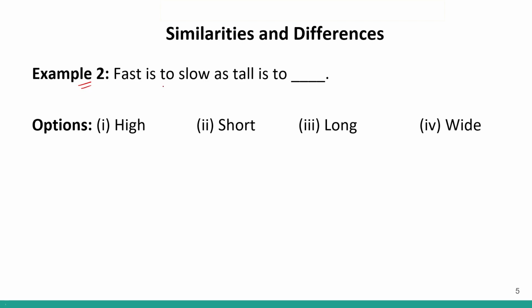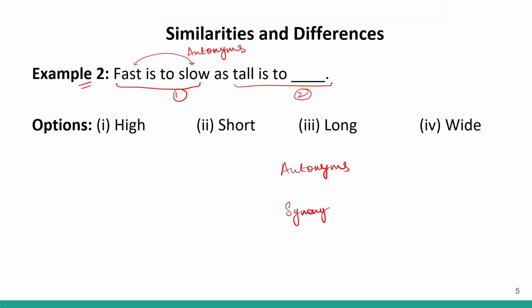Example 2. Fast is to slow as tall is to what? So this is pair number 1 and we have to fill in pair number 2. Okay. So here we know fast is to slow. That means these are what? These are antonyms. So here I told you a concept of antonyms and synonyms. What do you mean by antonyms? Opposite words. And what do you mean by synonyms? Similar words.